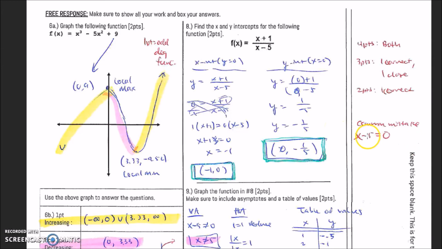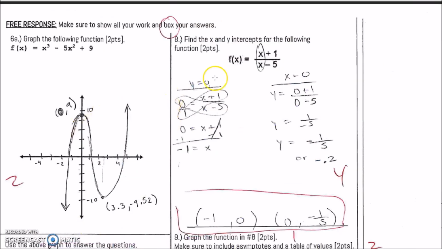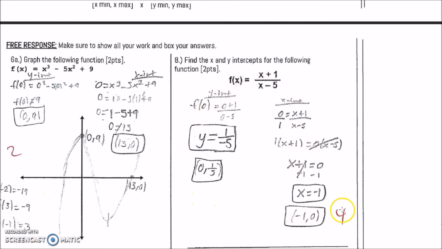A common mistake was to write x minus 5 is not equal to 0 or equal to 0, thinking about the denominators. But the denominator, to find the domain, has nothing related to the x and y intercepts. Let's look at some student work for question number 8. Here the student correctly found the x and y intercepts, but I boxed theirs, so they eventually lost a point there. Good job here, finding your y-intercept and x-intercept.